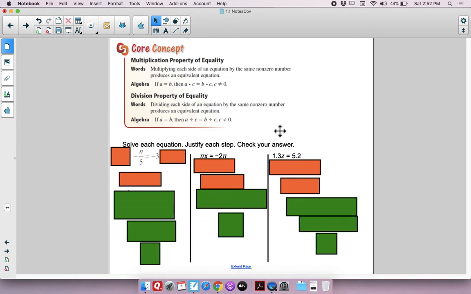All right, go ahead and try these problems. We're solving for n in the first one, x in the second one, and z in the third. And then check your answers too.